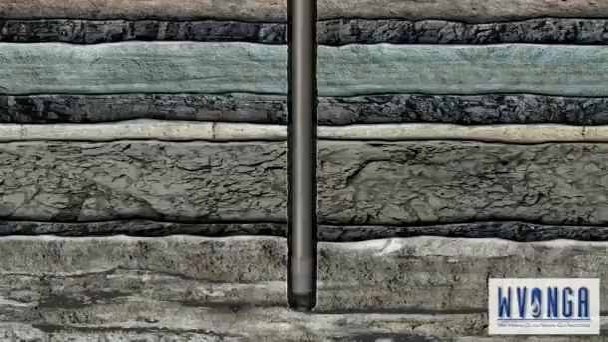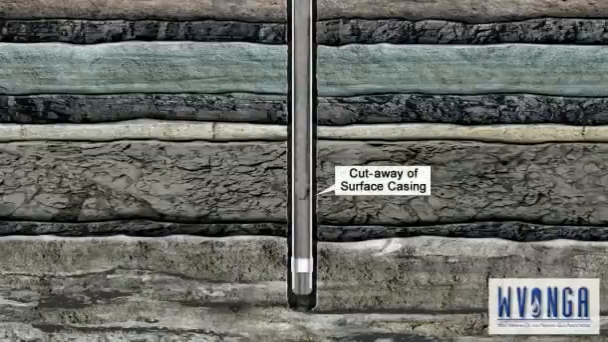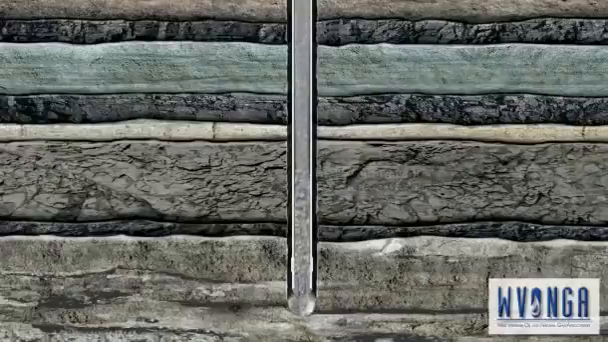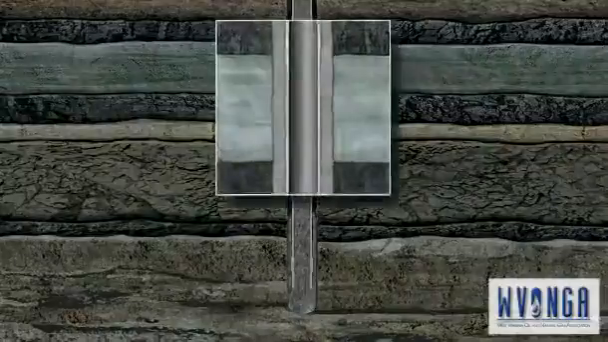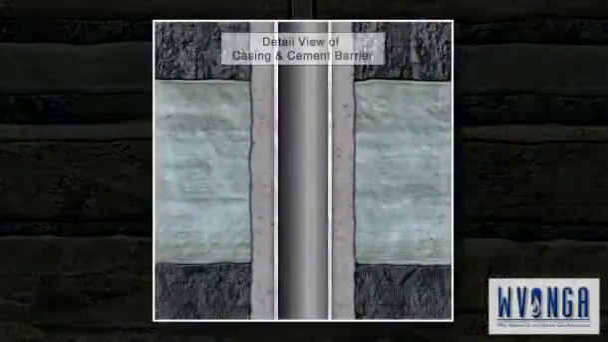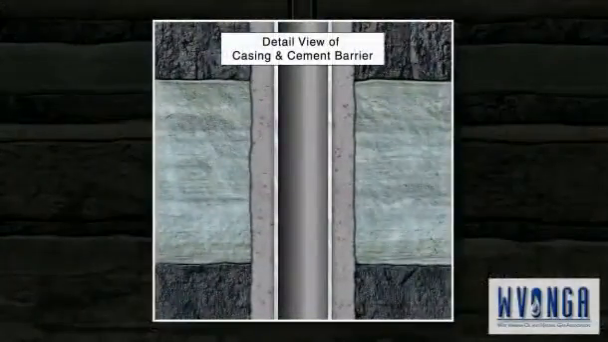The casing is then secured into place by pumping cement through the casing and through the shoe at the bottom of the hole. The cement barrier and steel casing prevent any contamination of freshwater aquifers.